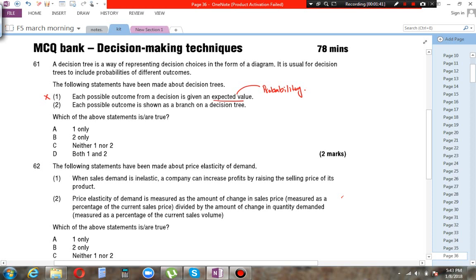The second statement says each possible outcome is shown as a branch on a decision tree. This statement is true. So the right answer is only B. Let's see the second one.